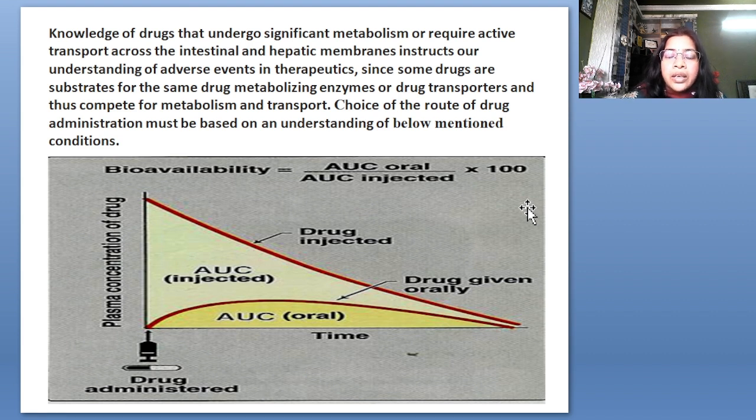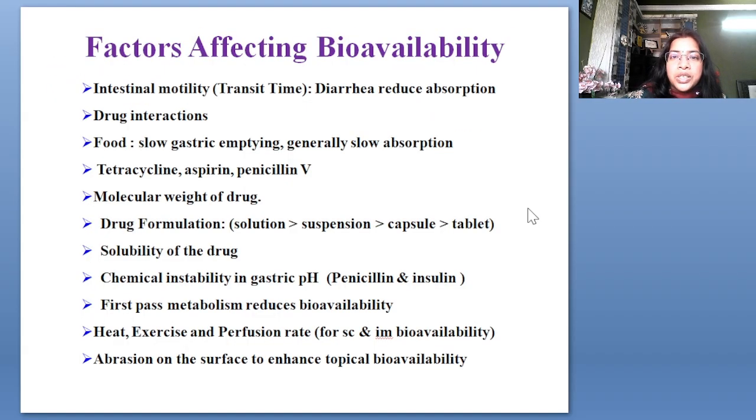Knowledge of drugs that undergo significant metabolism or require active transport across the intestine and hepatic membranes instructs our understanding of adverse events in therapeutics. Since some drugs are substrates for the same drug metabolizing enzyme or drug transporters, and thus compete for metabolism and transport, the choice of the route of drug administration must be based on an understanding of these conditions.